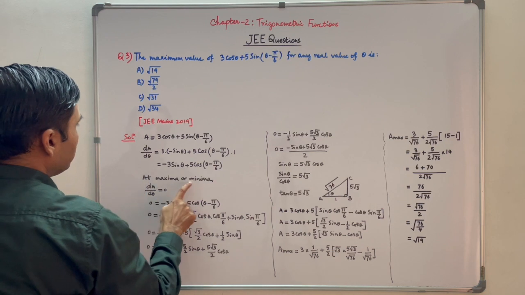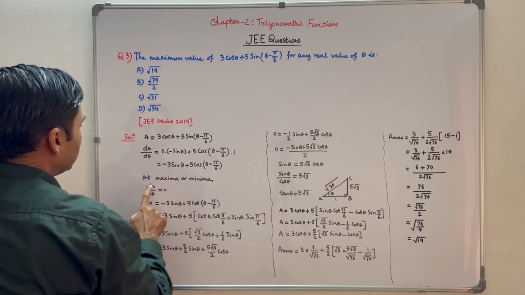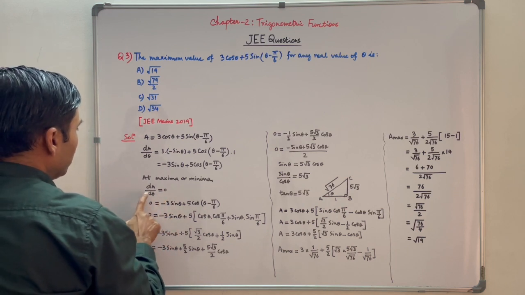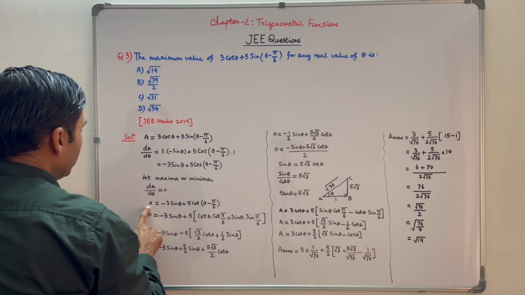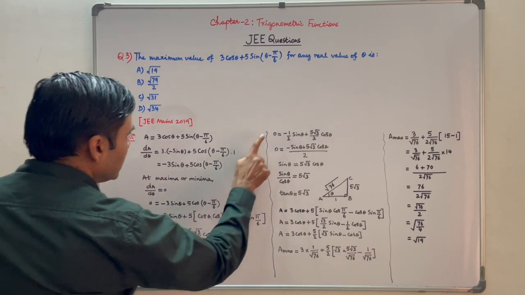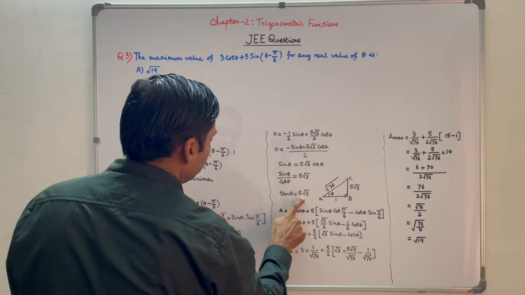At maxima or minima, dA upon d theta is equal to 0 because the tangent will be parallel to x-axis. So dA upon d theta is equal to 0 means 0 is equal to this. So this gives tan theta is equal to 5 root 3.